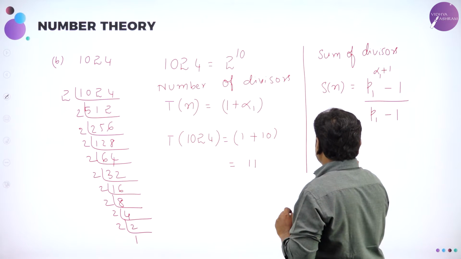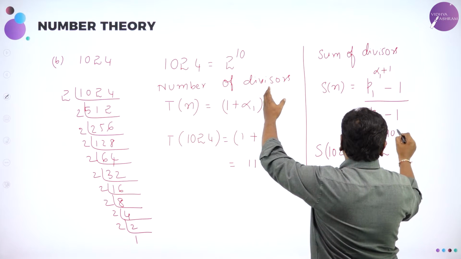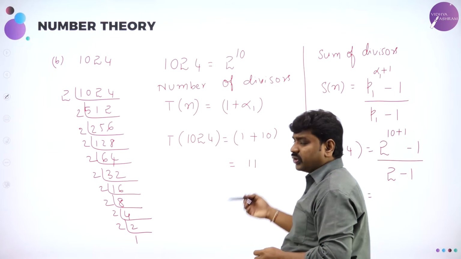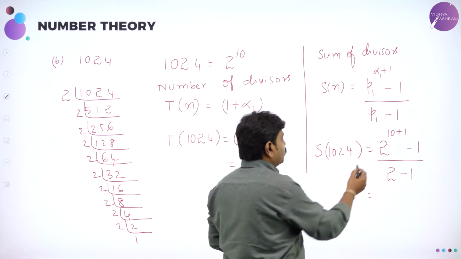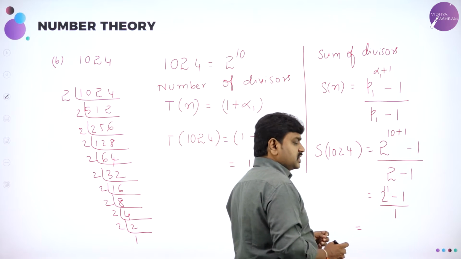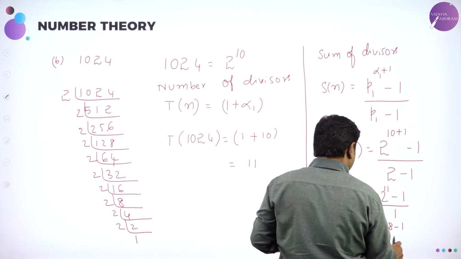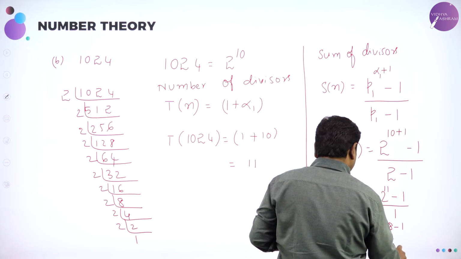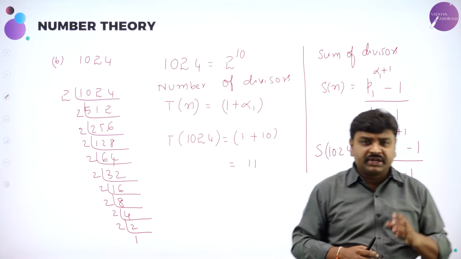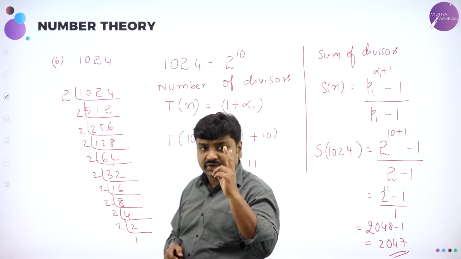Now the sum of divisors of 1024 is equal to 2 power 10 plus 1 minus 1 divided by 2 minus 1. 2 power 10 is 1024, into 2, so it will become 2 power 11 minus 1 divided by 1. 2 power 11 is 2048, minus 1, that is 2047. So this is the sum of positive divisors. I hope all of you understood how to find the sum of positive divisors and the number of positive divisors. We have done 2 problems.